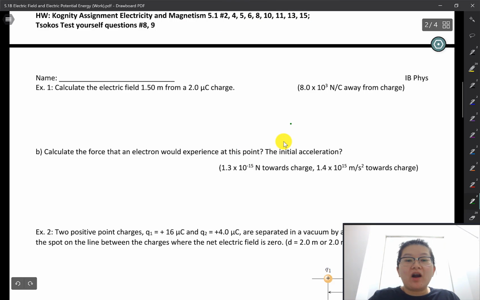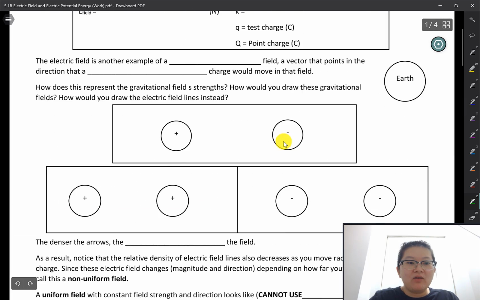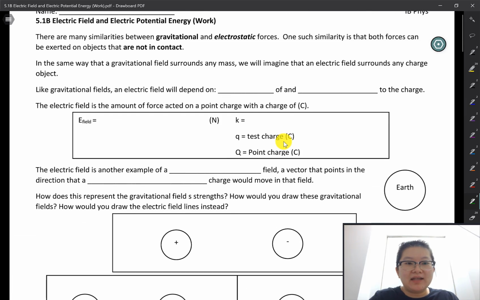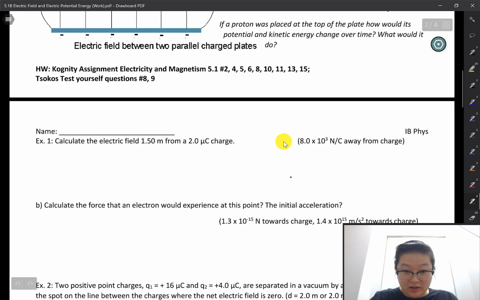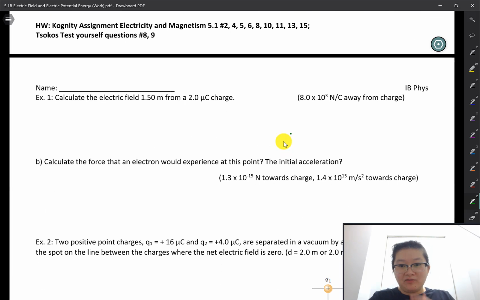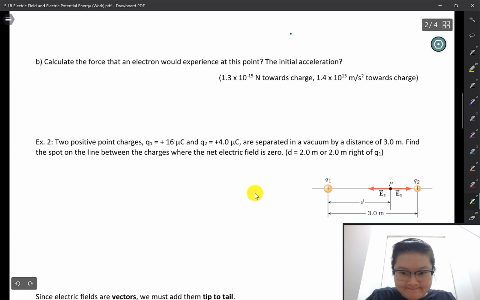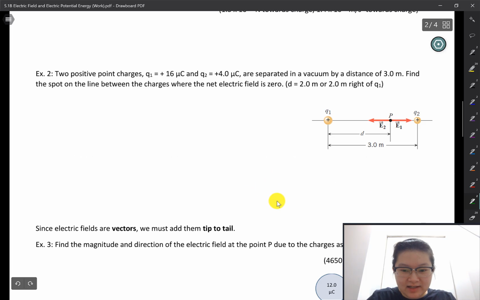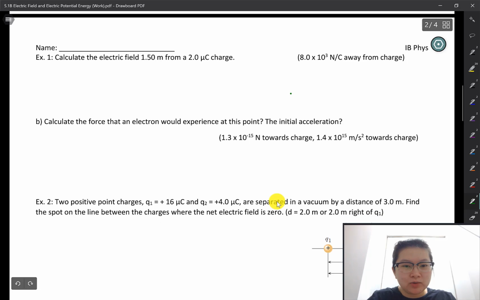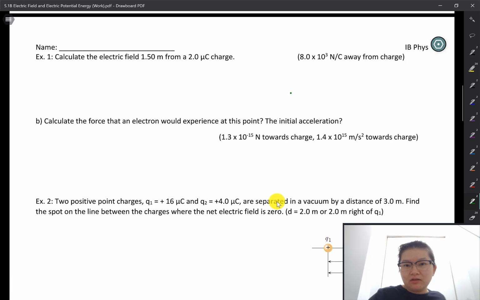In this video, we are going to talk about electric field and electric potential energy. So the examples I will be covering in this video have to deal with that. Let's see. It looks like I'm going to be able to do maybe about 2 examples here. So let's get started. Example 1.